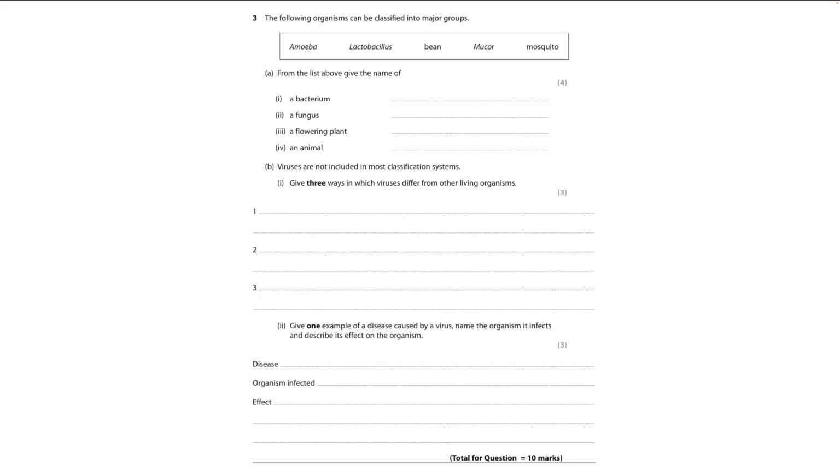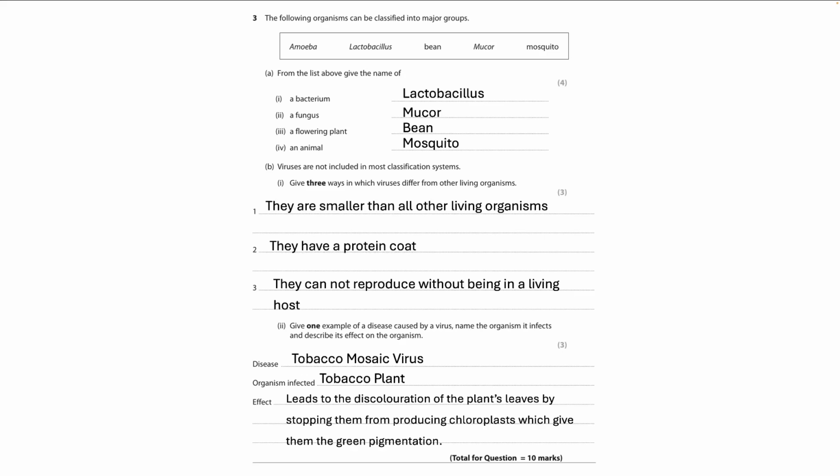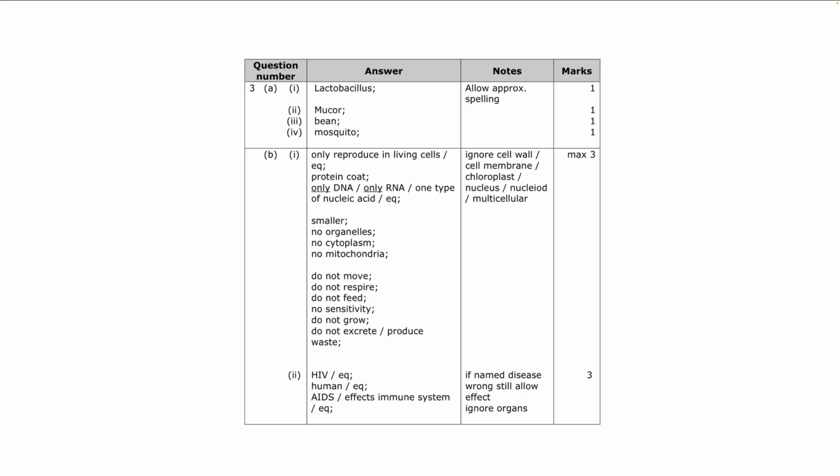Next, pause the video and have a go at this question. Here's how I answered it. For part A, I gave examples from the list they've given us. For part B, I stated a few valid differences. And for part II of B, I chose to talk about the tobacco mosaic virus and what it does to tobacco plants. Looking at the mark scheme, they chose to talk about HIV instead.